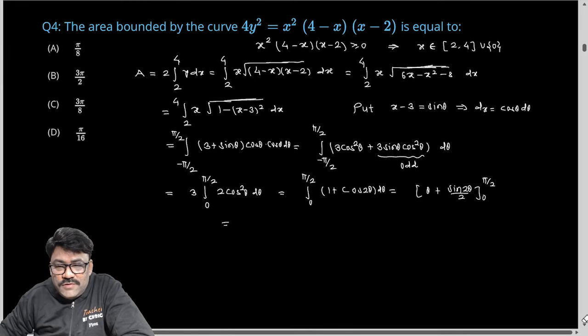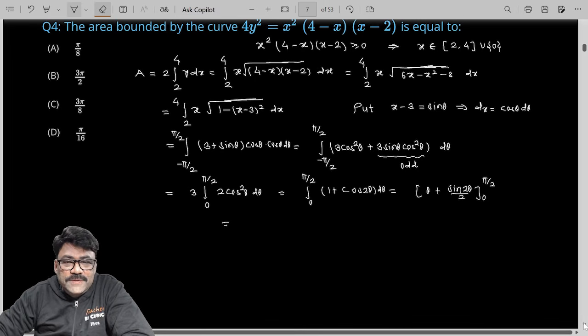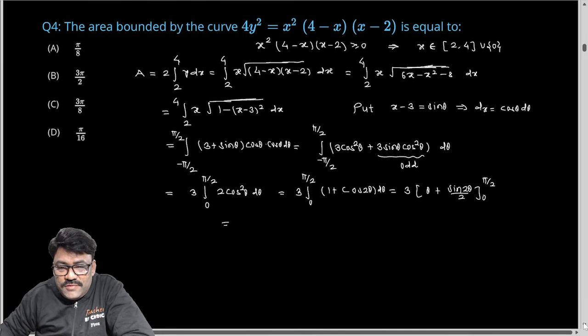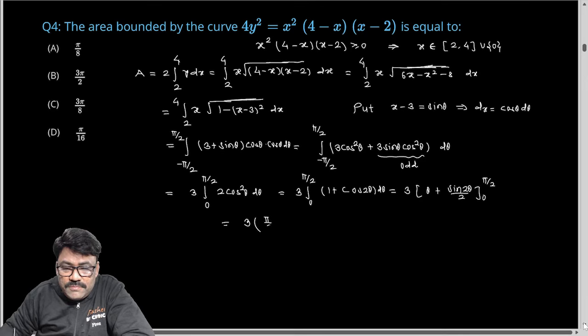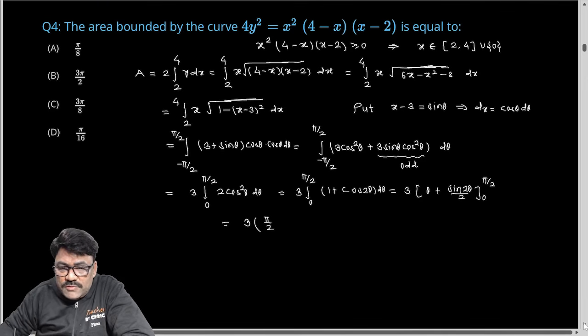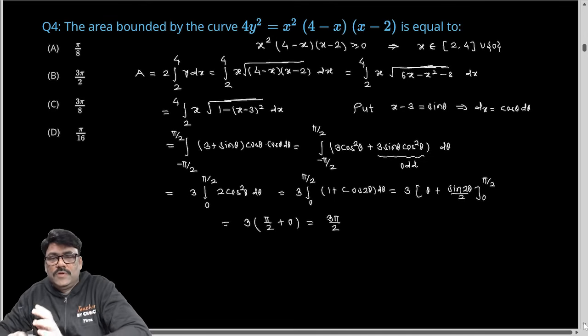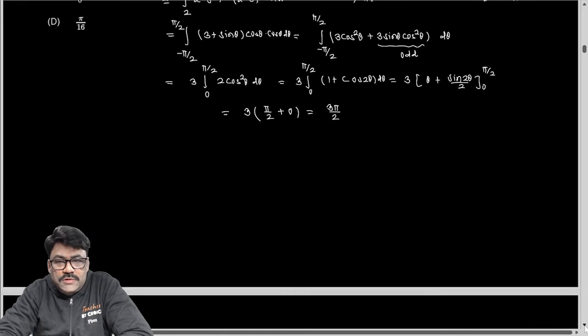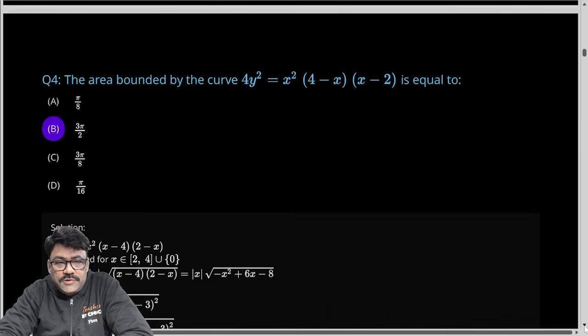So many errors in a single question, and I don't know why. It is 3 times now here. So if I substitute the limit, theta is pi by 2. When you put the upper limit, sin pi is 0, and lower limit 0. So in both cases, it will be 0 actually. Hence 3 pi by 2 is the correct answer here. Sorry, my bad. A lot of calculation errors I made, and so I took so much time here.